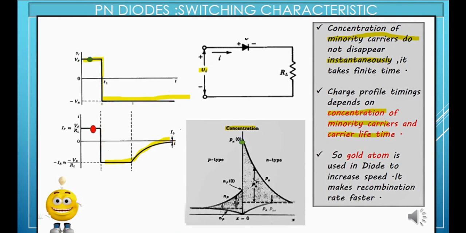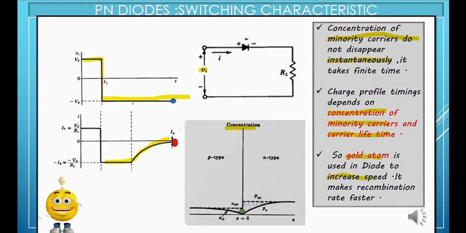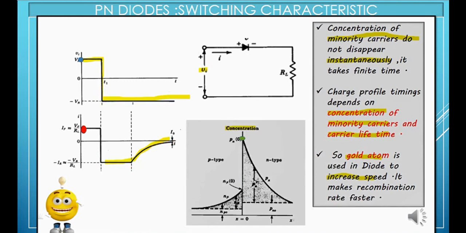So we use gold atoms in a diode to increase the speed. Actually, gold atoms decrease the carrier lifetime, and so they make the recombination rate faster. So the charge concentration disappears.